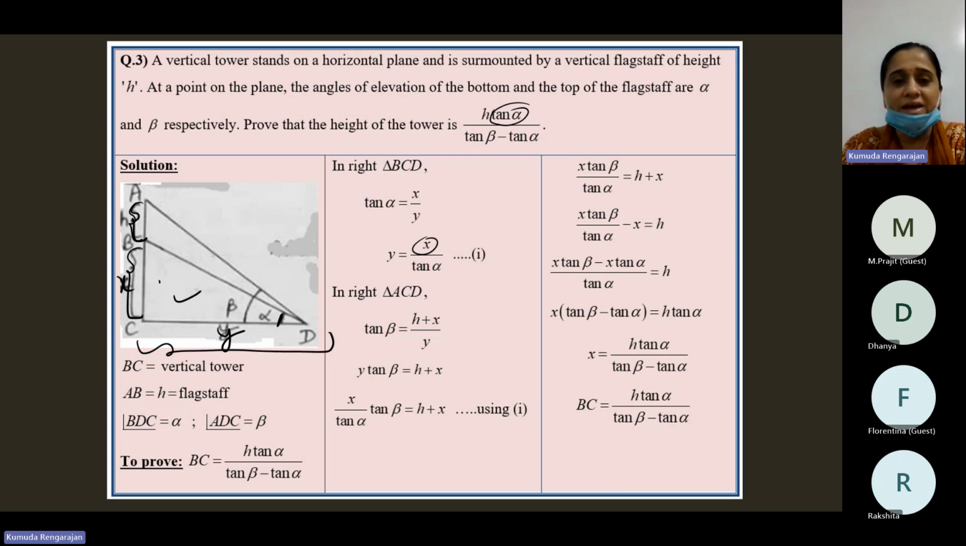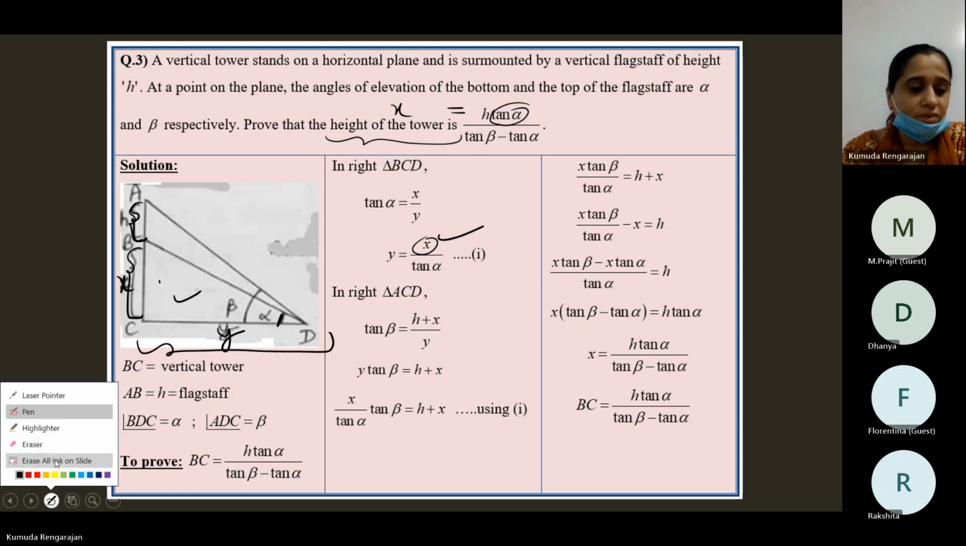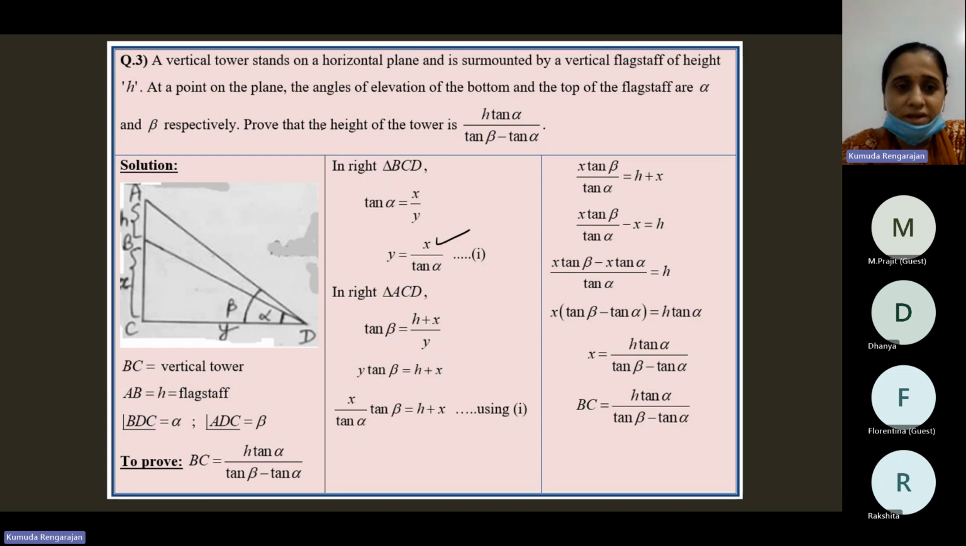What should you find? Prove that the height of the tower... if we call the height of the tower x, you must prove that x is equal to this expression. So you want x. Yes or no? You want x, so x we want, because it is the height of the tower. And tan alpha, yes, we want tan alpha. It's here. We don't want y.